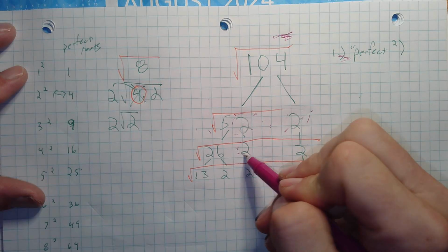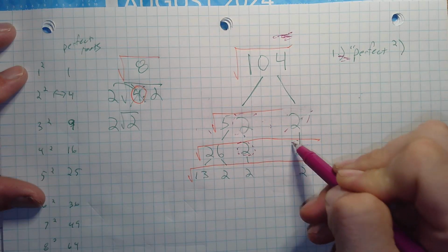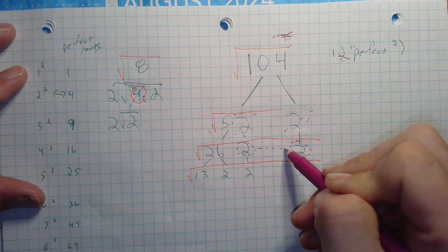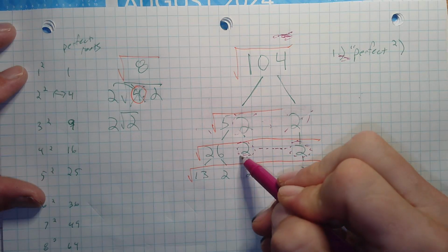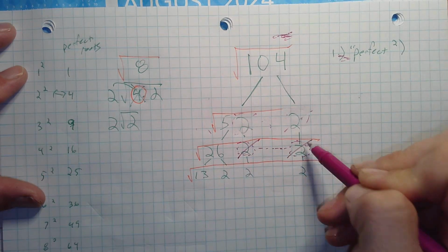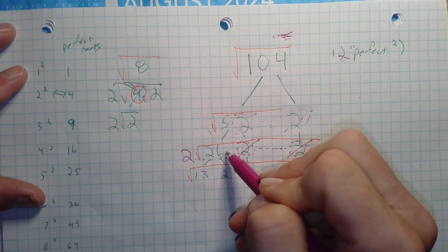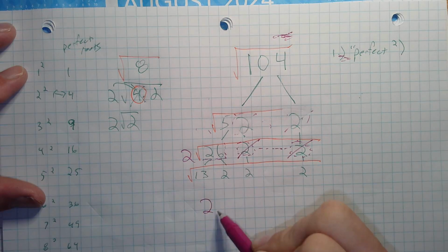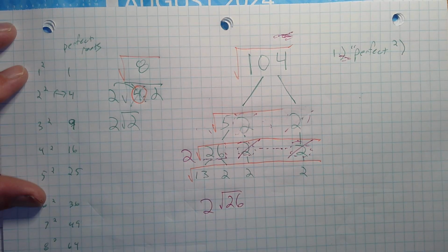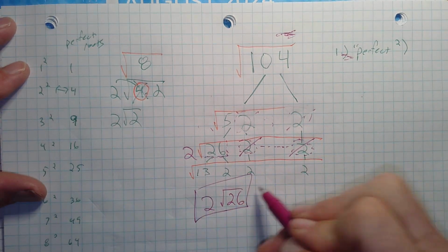I have a 2, and I have a 2, and that is going to make 4. So I'm just going to pull that 2 out, and what is left inside the radical is 2 square root of 26. And that is what the square root of 104 is.